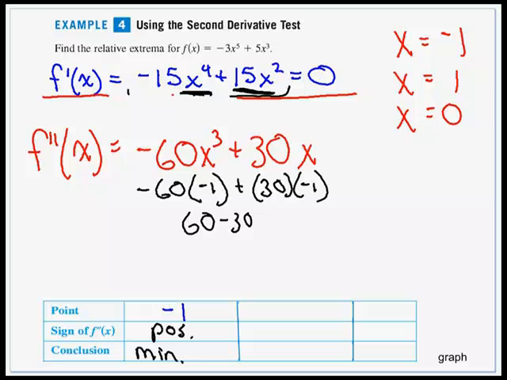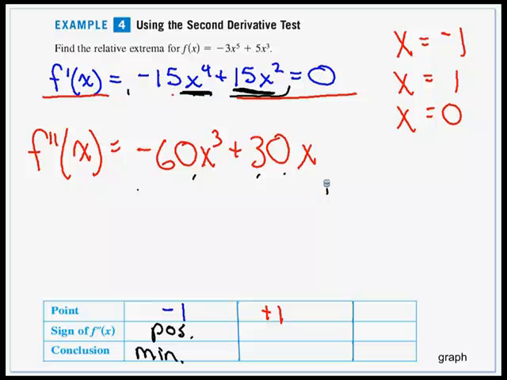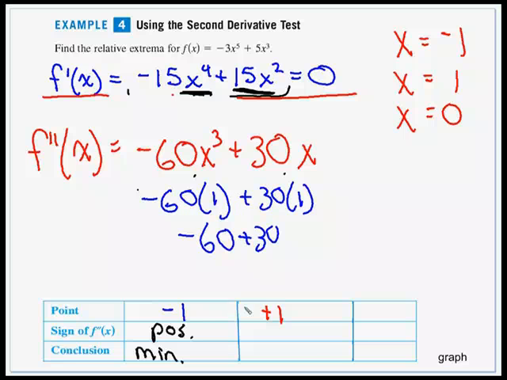Now let's try the positive 1. When we plug a positive 1 into our second derivative, so we plug our positive 1 in here, and we'll get negative 60 times 1 plus 30 times 1, or negative 60 plus 30, which is negative. And when we get a negative output there, that tells us it is concave down, and if we're concave down, that point is at the top of a hill, or it's a max, a relative max.